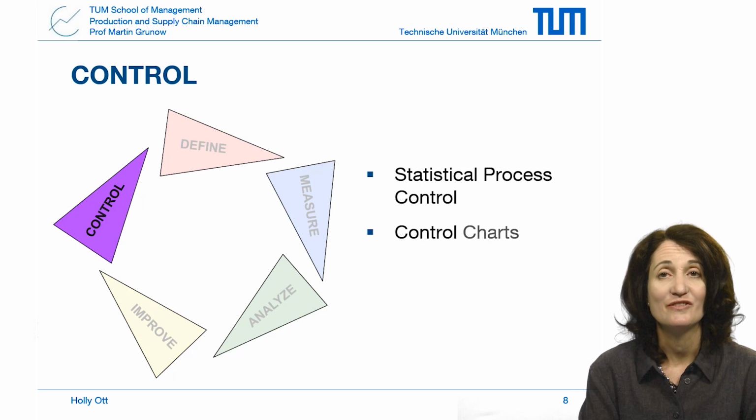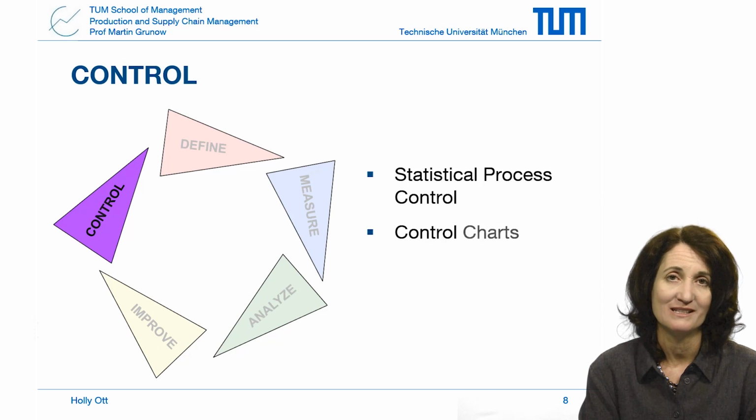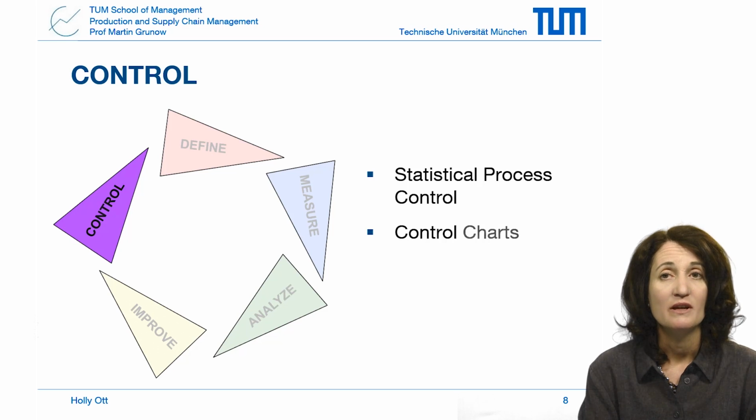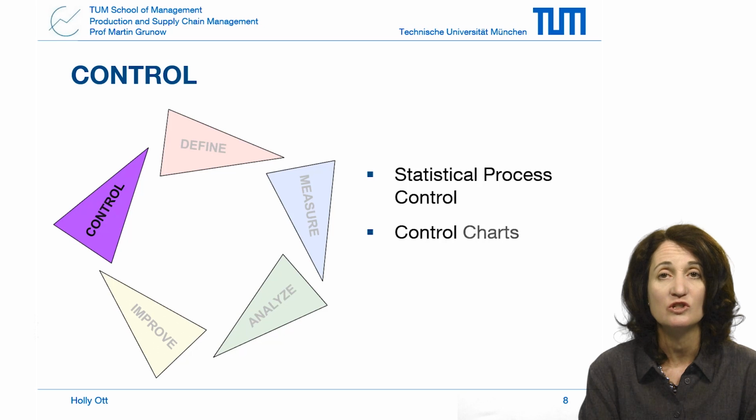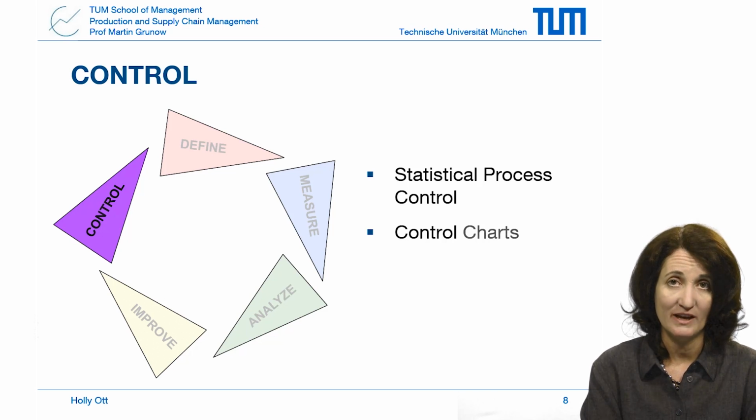And in the final phase of the DMAIC process, we have the control phase. Here we ensure that the obtained gains are maintained for the long horizon. We use standardized documentation, employee training, and ongoing process monitoring with control charts, and statistical process control and control charts then are the key components for the control phase.